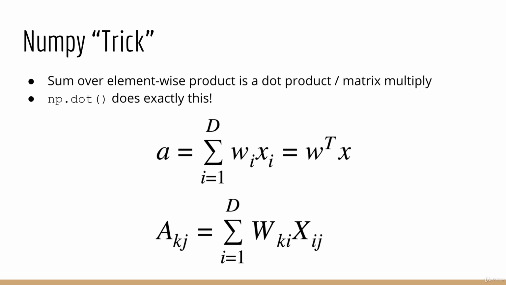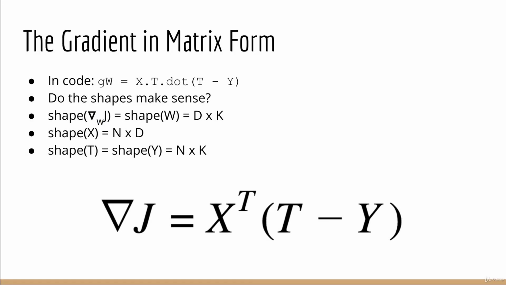Luckily, we learned this handy NumPy trick in my free NumPy prerequisites course. Whenever we see a sum over element-wise products, we remember that this is the same as doing a dot product or a matrix multiplication. If you recall, the NumPy dot function does exactly what we want. Using the dot function, we can make our expression for the logistic regression gradient much simpler. It's just X transpose times t minus y.